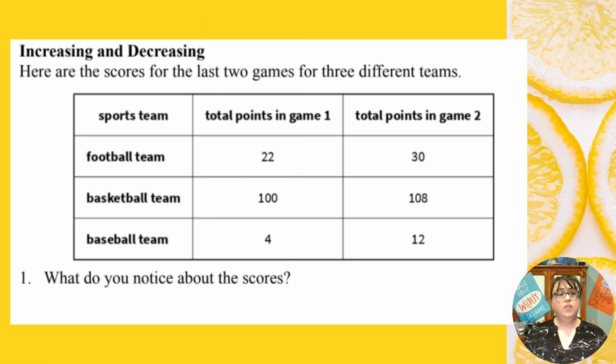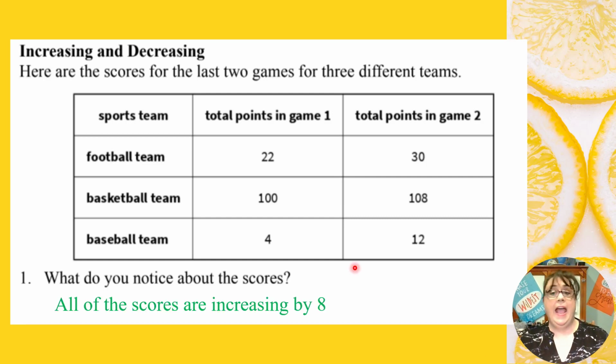Let's get started. The first thing we're going to look at is this table of teams and their points. Here are the scores for the last two games for three different teams. The football team scored 22 points in the first game and 30 points in their next game. The basketball team scored 100 points in the first game and 108 points in their next game. And the baseball team scored 4 points in the first game and 12 points in their next game. What are some of the things that we notice? Well, the first thing that I noticed is they all increased. They all did better. And the next thing that I noticed is that they all increased by 8.